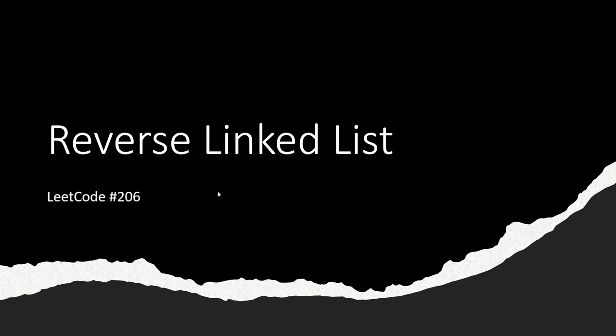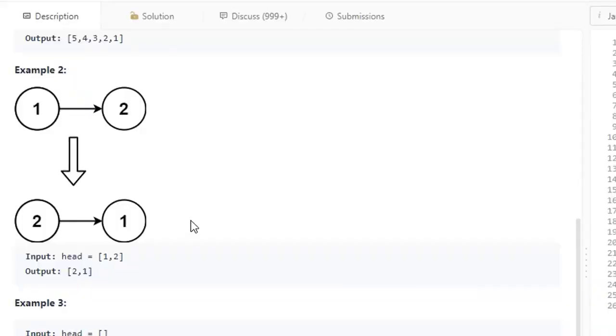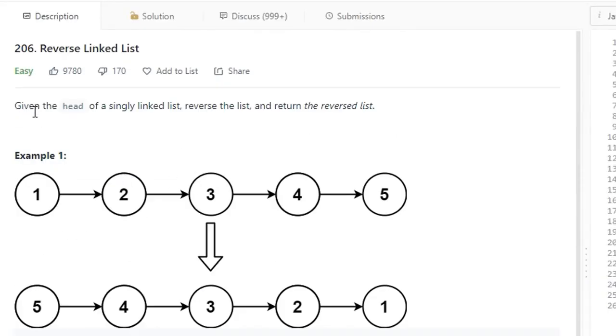Hello everyone. In this video we're going to be going through problem 206, which is Reverse Linked List. This problem states, given the head of a singly linked list, reverse the list and return the reversed list.